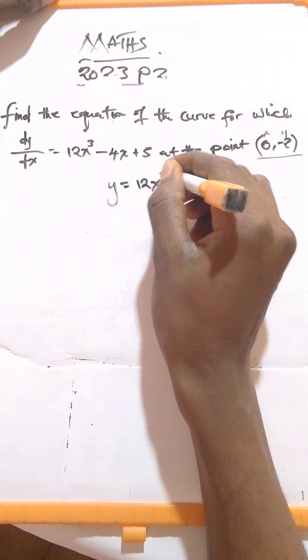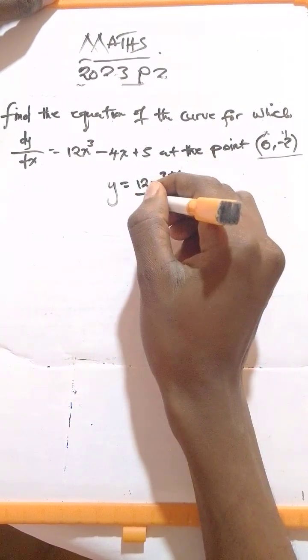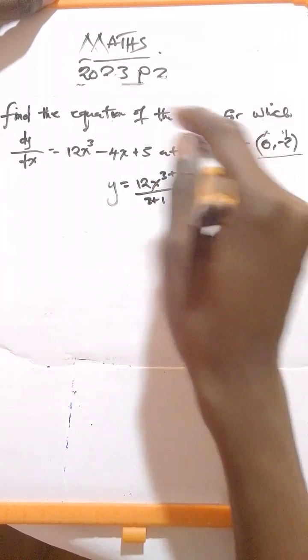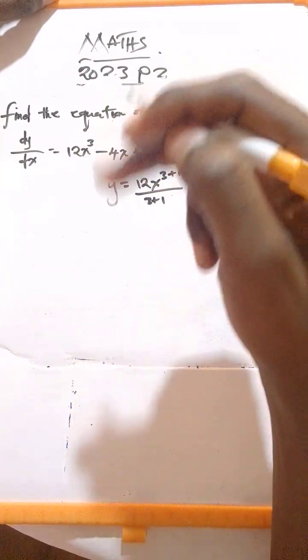12x to the power 3 plus 1 over 3 plus 1. So we need first to integrate, then we take it back to the original equation.